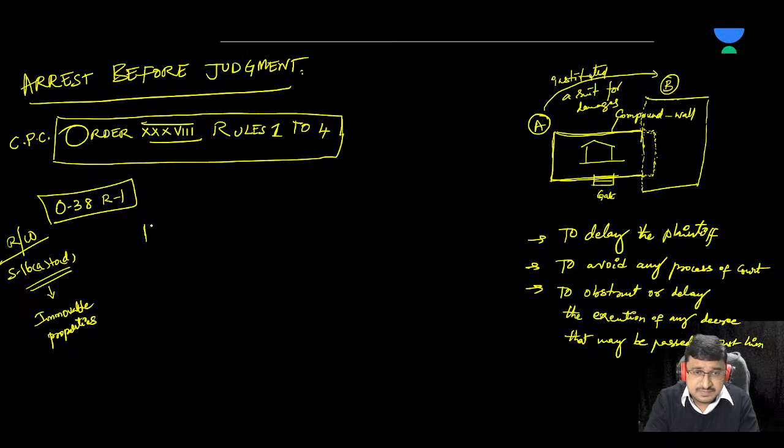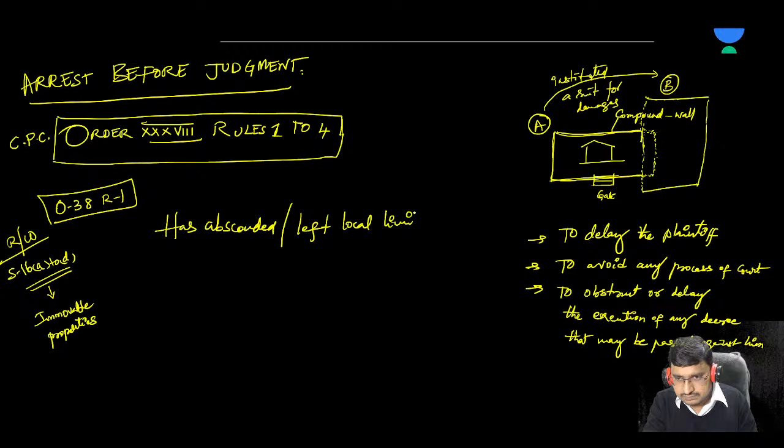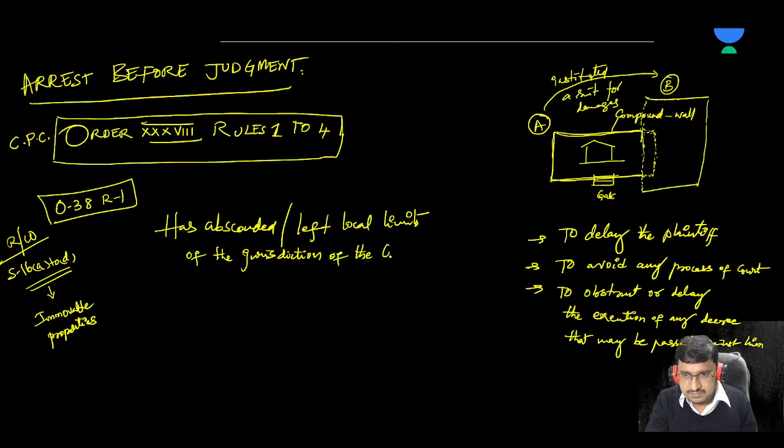has absconded or left the local limits of the jurisdiction of the court, it shows that he has absconded, he has already absconded, he has already left the local limits of the jurisdiction of the court. It speaks of the past tense.